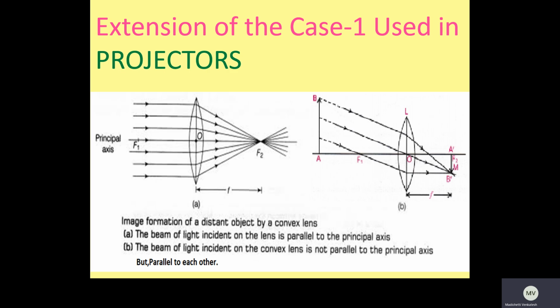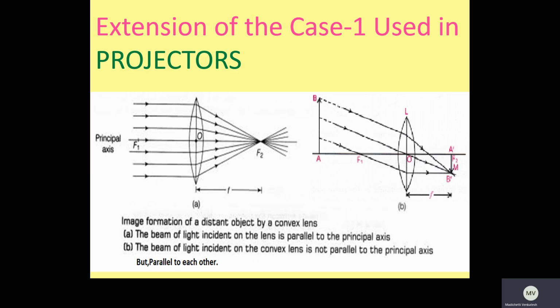So after passing through the lens, they converge and the image is formed at f2, but not exactly on the principal axis, below the principal axis, but at the point f2 only. So what do you call that downward position? We call that the focal plane. So here the image is formed in the focal plane of f2, below the principal axis. This is how the projectors function.